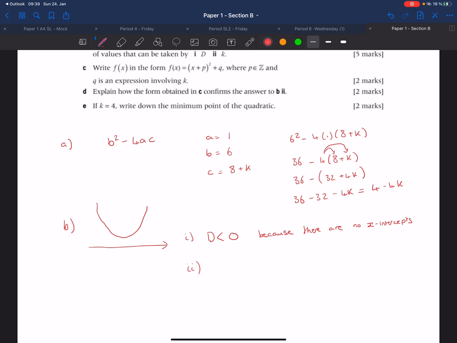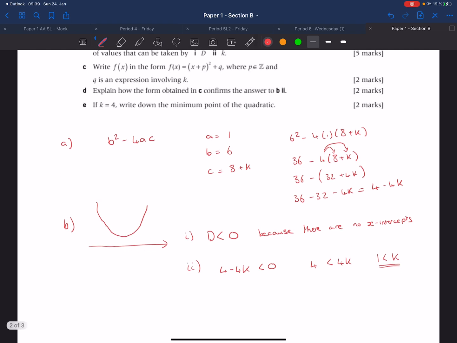And then for the second part, it asks us to give the values of k. So now, instead of writing d is less than 0, I'll write our expression for d, which was 4 minus 4k is less than 0. So 4 is less than 4k. And we can divide through by 4. That won't swap our inequality because it's positive. So I have k is strictly greater than 1. And in terms of justifying that with a reason, well, this is our reason. So as long as you've worked it through step by step, that counts as a reason.